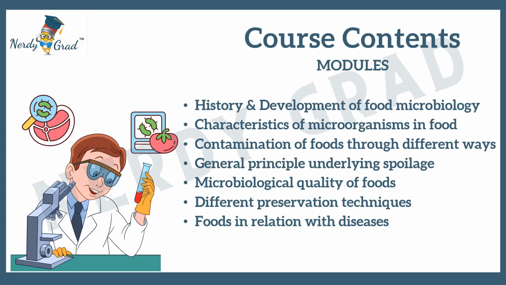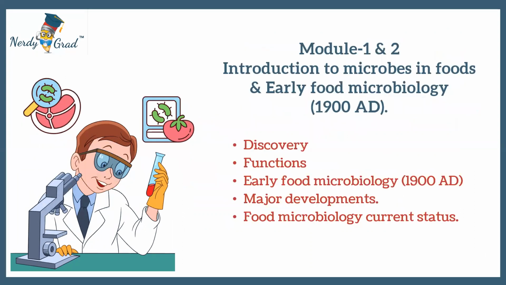These 7 modules have 14 sub-modules in them, and I'll be talking about that too. First we'll be covering modules 1 and 2, which have the basic part, that is introduction to microbes in foods, and the early food microbiology. There are 5 different subtopics. First is discovery of microorganisms. Second would be the functions. Third would be early food microbiology, that is 900 AD. Fourth would be major developments in the food microbiology sector, and fifth would be the current food microbiology status.